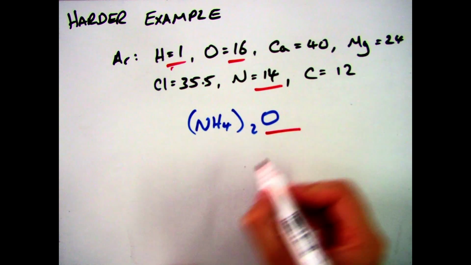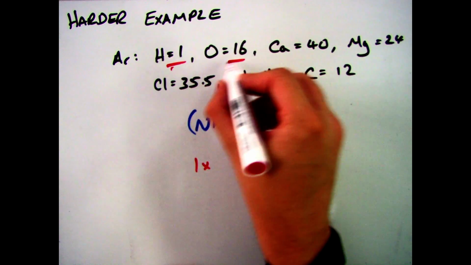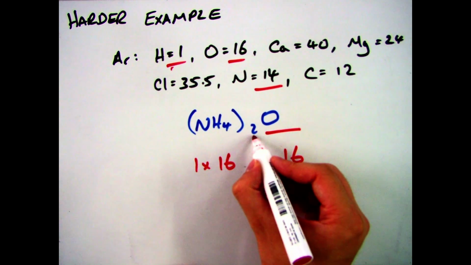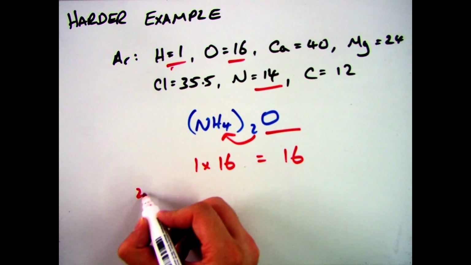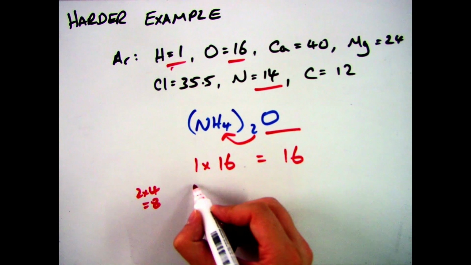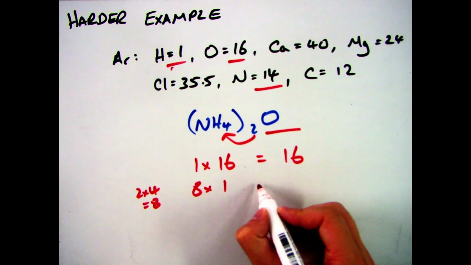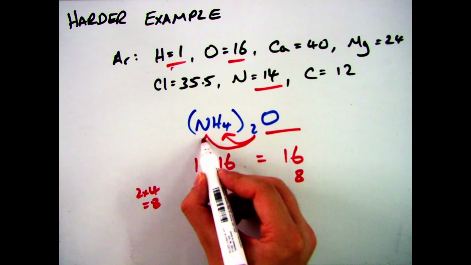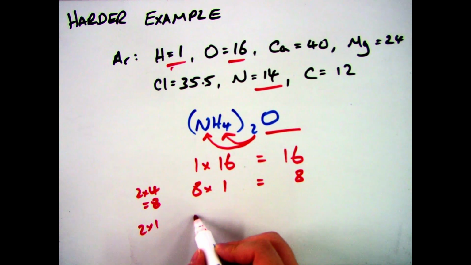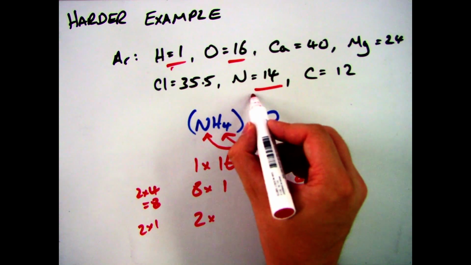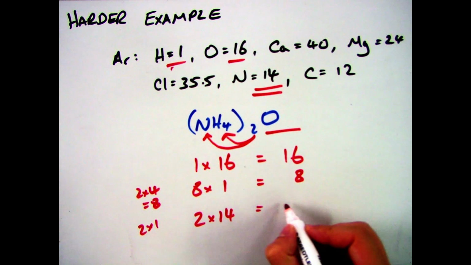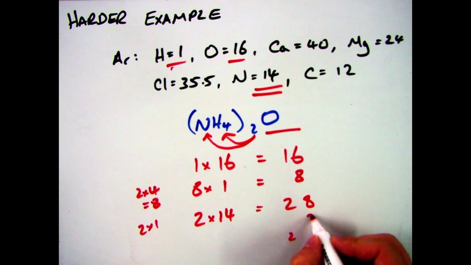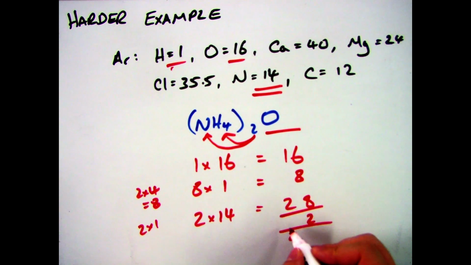Let's try one final example then, (NH4)2O, which is as hard as you will get in the exam. So, start off with the easy bit. I've got one oxygen, so 1 times 16. Then inside the brackets I've got 4 hydrogens, and 2 outside, so 2 times 4 is 8. So 8 times 1 gives me 8 overall. And then nitrogen, I've got 1 inside the bracket, multiply that by 2, so it's 2 times 14, which gives me 28. Now all I need to do is add those together, so 16 plus 8 plus 28, which gives me a total of 52.